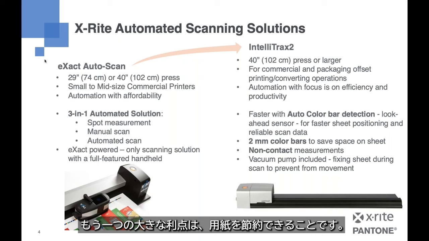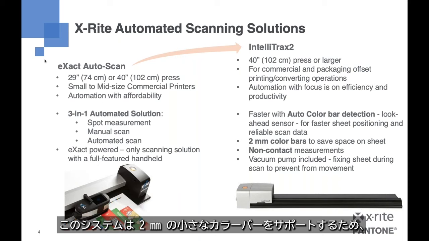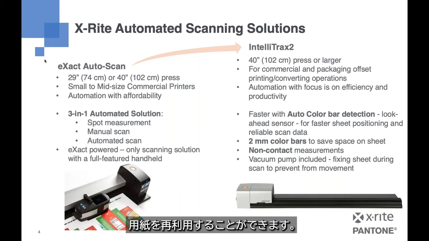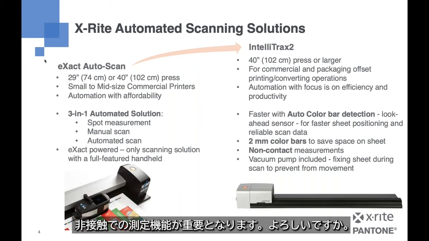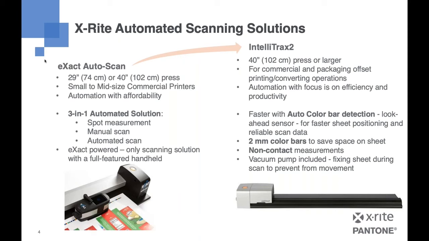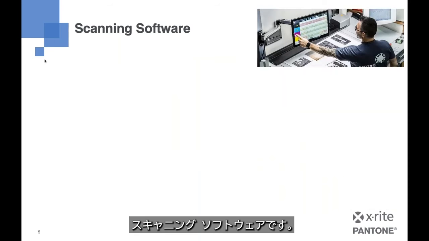Another big advantage, and this is to save material, is that this system supports 2 mm color bars, so very narrow color bars, so that you can reduce the paper waste. Last but not least, in offset printing, the non-contact measurement is very important as the ink is wet. And with these two solutions, X-Rite is providing a scanning software.